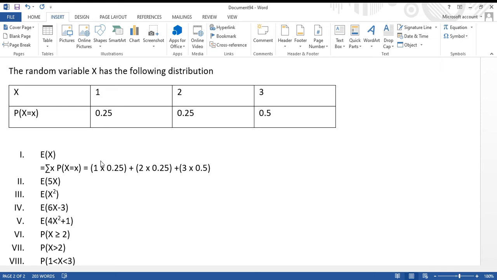So let's say 1 times 0.25, that is 0.25. 2 times 0.25, that's 0.5. 3 times 0.5 is 1.5. So it will be 0.25 plus 0.5 plus 1.5, and that is our expected value. E(X) is 2.25.